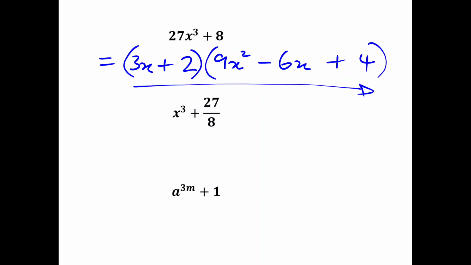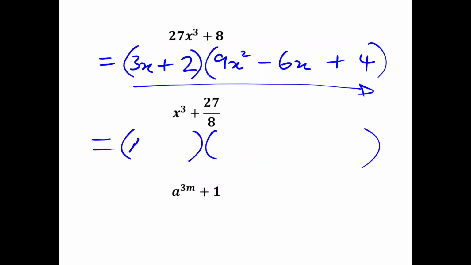Let us look at x cubed plus 27 over 8. Well, 27 over 8 needs to be seen as a sum of cubes because 27 is itself a cube and 8 is itself a cube. So the cube root of 27 over 8 is actually 3 over 2. Then we can proceed with that knowledge to write the binomial multiplied by a trinomial factorization of the sum of cubes.